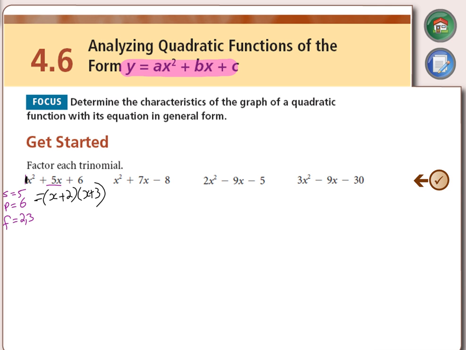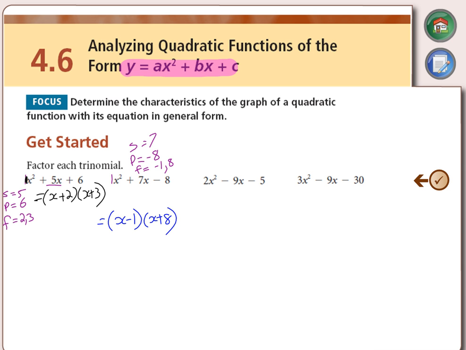Again, the sum is the middle term, 7. The product is the 1 times the negative 8, negative 8. Two numbers that multiply to negative 8 and add to 7. We've got negative 1 and positive 8. Again, it's a basic, simple one, so we can just jump straight to the answer. x minus 1, x plus 8. All right, now we get to the more difficult ones.